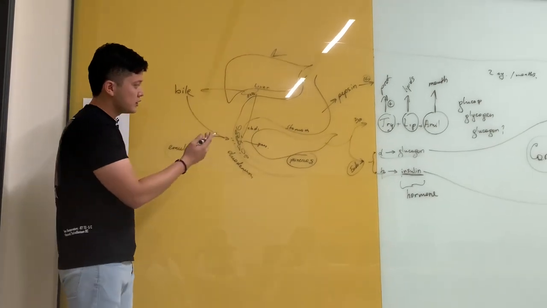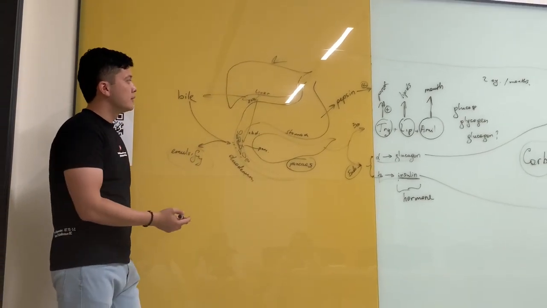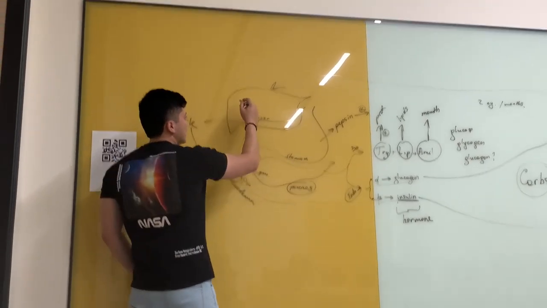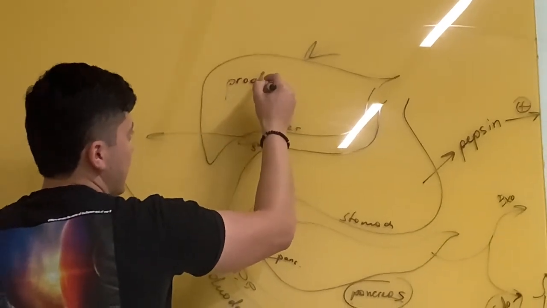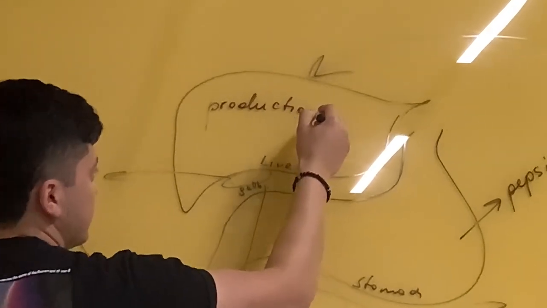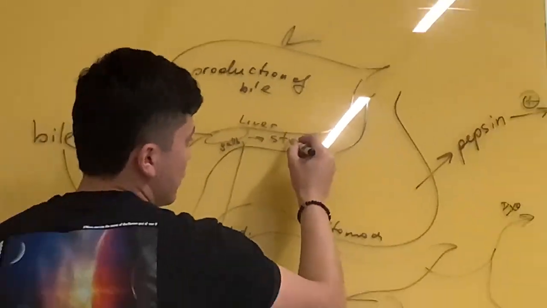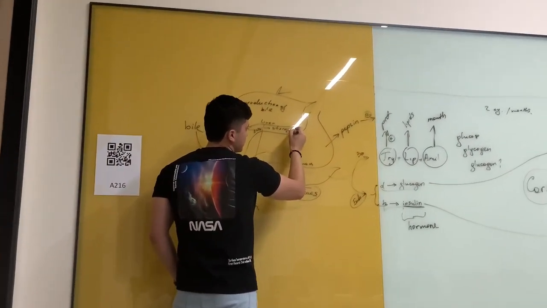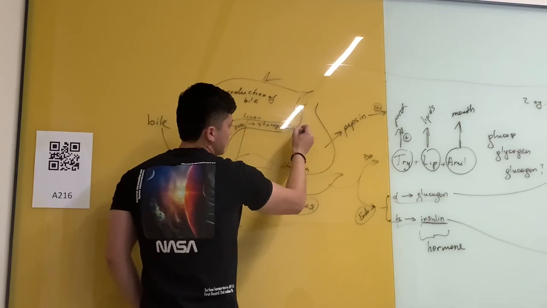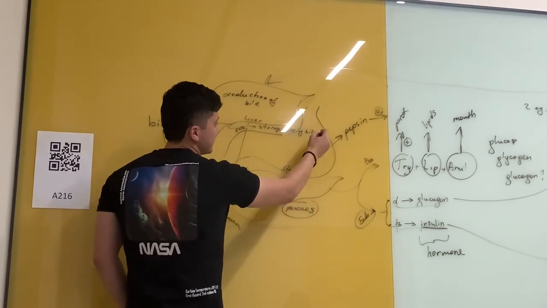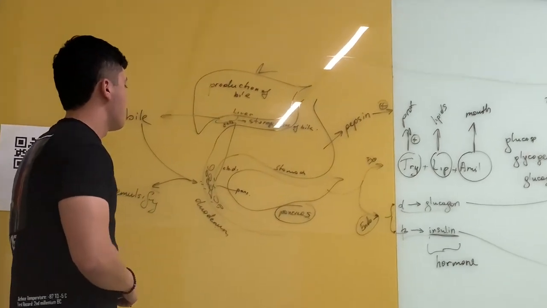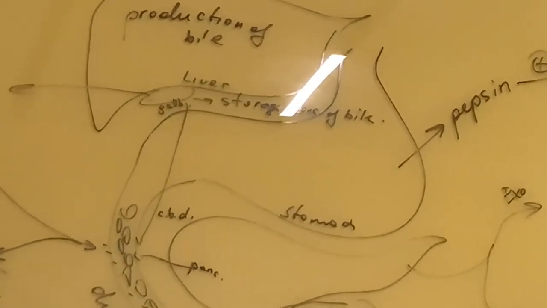So we have gallbladder, stomach, what else is left? In the liver, production of the bile. Here we have production of the bile. In the gallbladder we have storage and concentration of bile. Understood? Thank you very much.